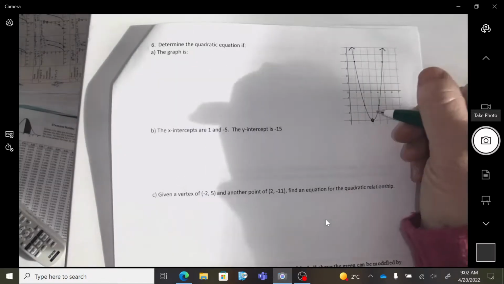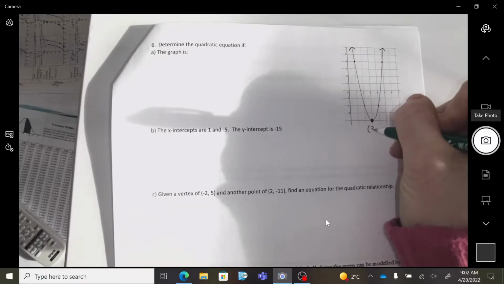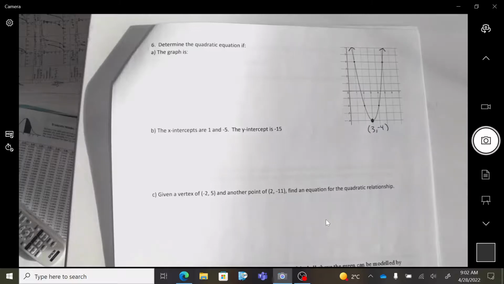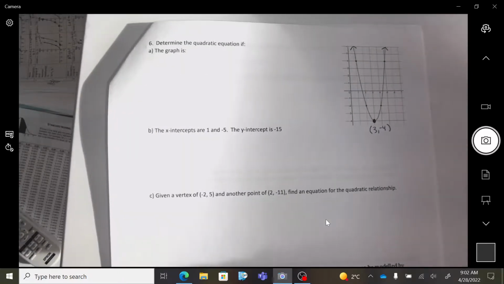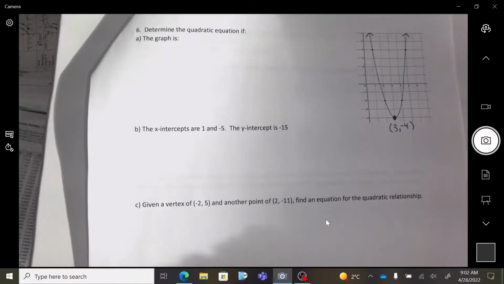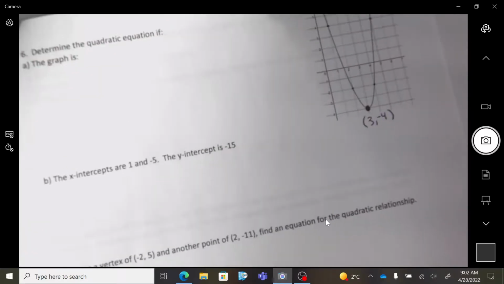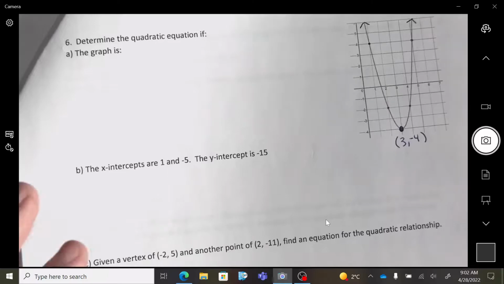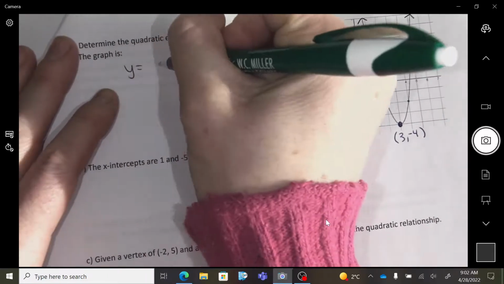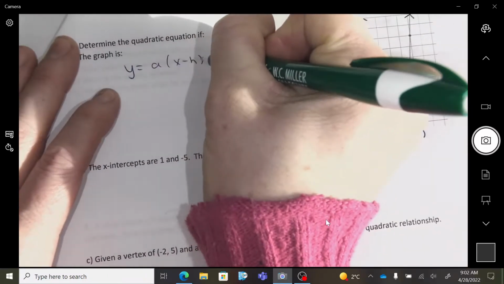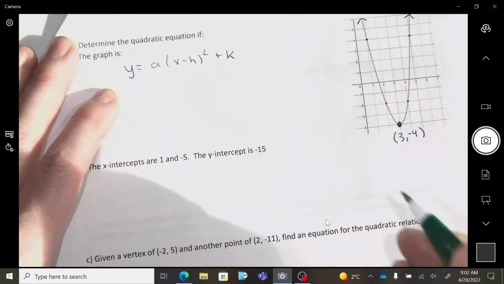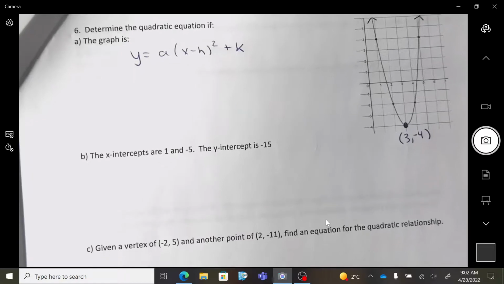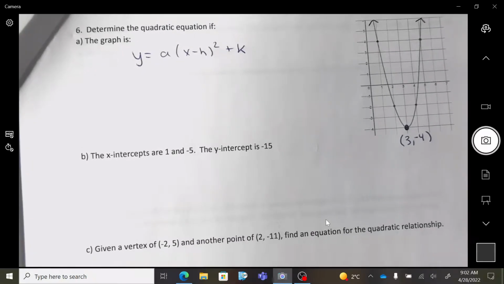So the vertex coordinate is (3, -4). So I already know I'm going to use this equation. That's the vertex form, and you have that on your formula sheet.